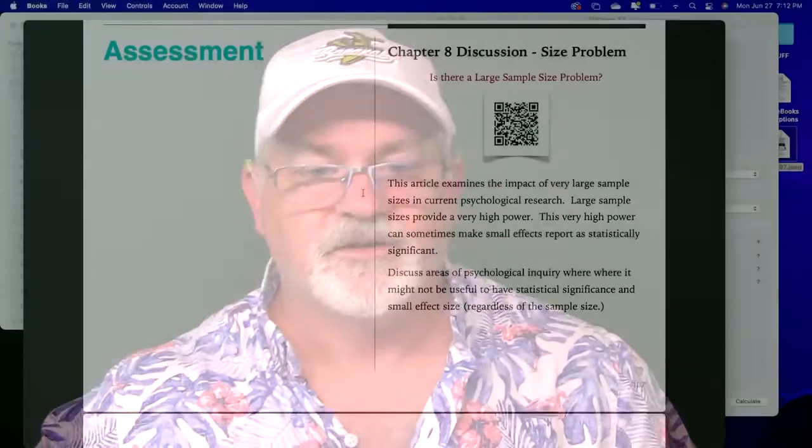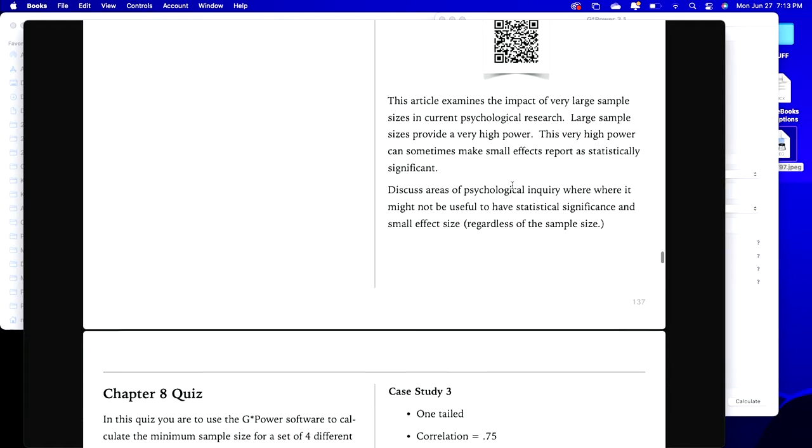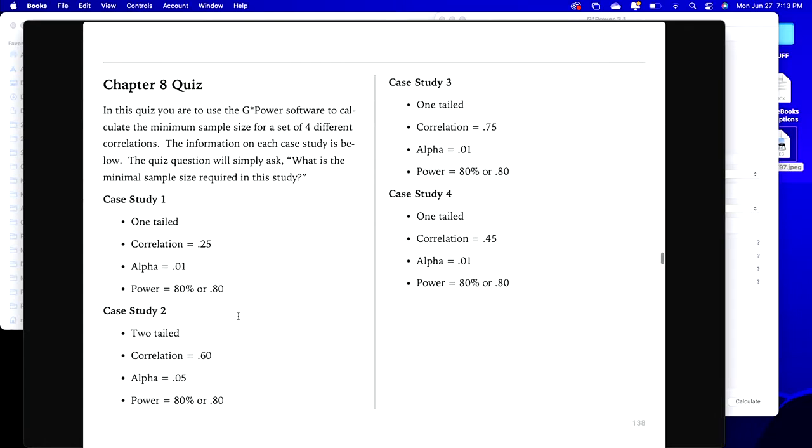Here is the assessment section for chapter 8. Here's the sample size problem. And then here's the quiz. There are 4 case studies, and what it provides is it tells you how many tails the test is. They're all correlations, and this is the correlation that is reported here. Our alpha significance level is 0.01 or 0.05, and power is set at 80%.